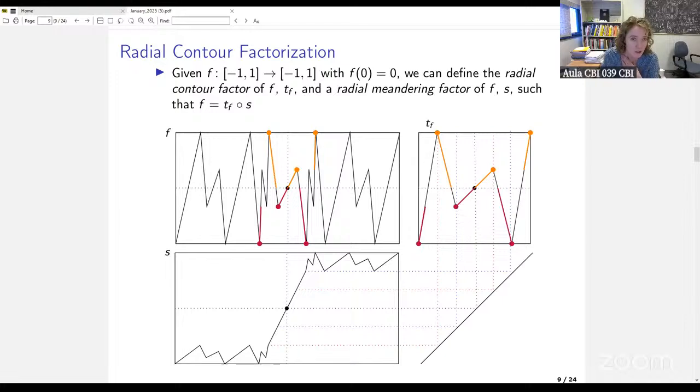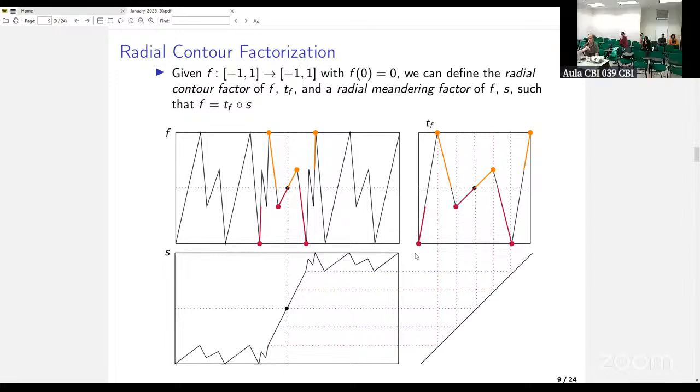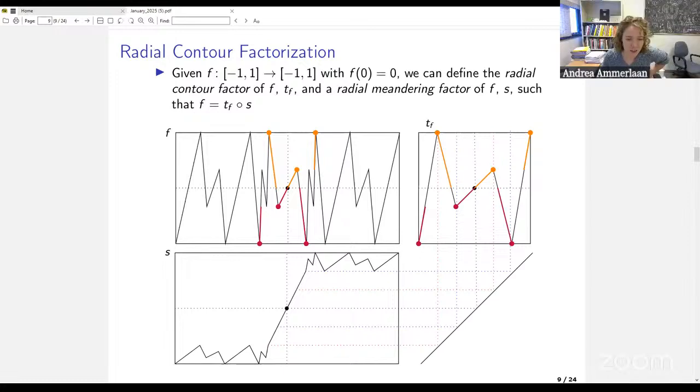I'd like to understand better. What's the relation between f and t subscript f? Explain the correspondence again. How do you define it? Okay. Yeah, I can try to do better.